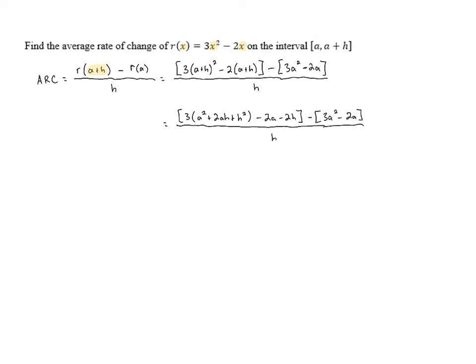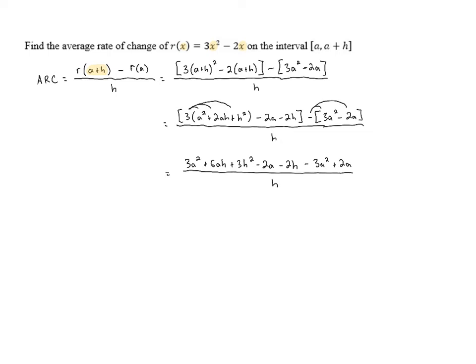Good. Now we can distribute the 3 to each of the terms inside the parentheses. So we've got 3a squared plus 6ah plus 3h squared minus 2a minus 2h. And then we can distribute the subtraction to each of the terms in the second set of brackets to get rid of those. That's going to give us minus 3a squared plus 2a all over h.